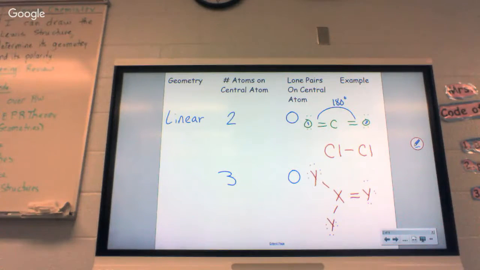This is the structure, guys. You got geometry and polarity tomorrow. We're down to 40 minutes. We're taking it tomorrow, whether y'all can do it or not.